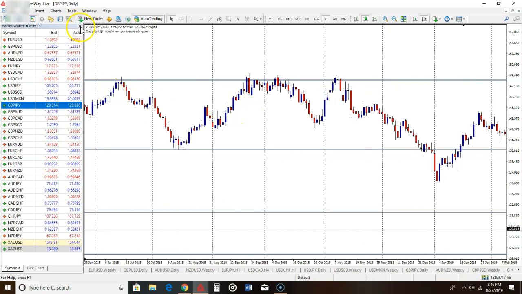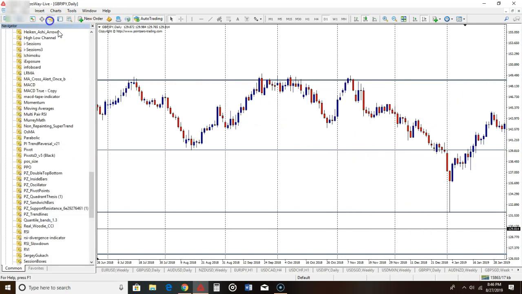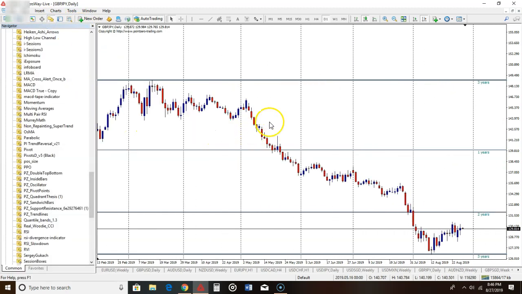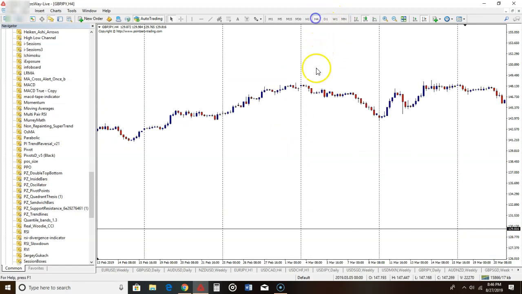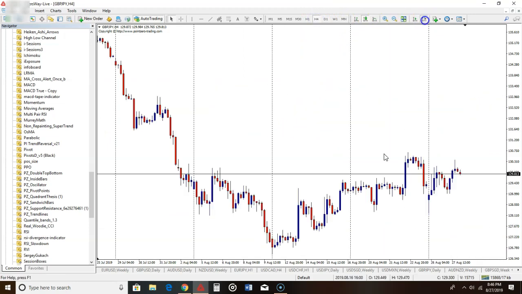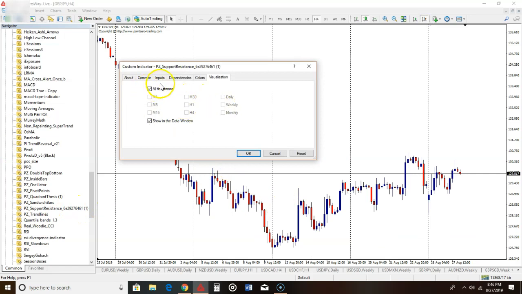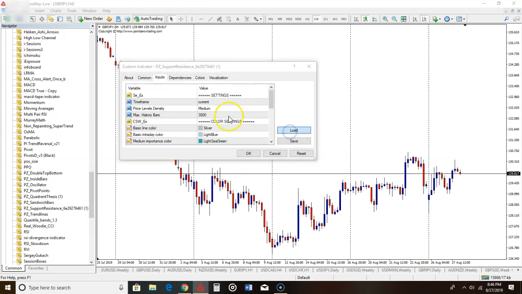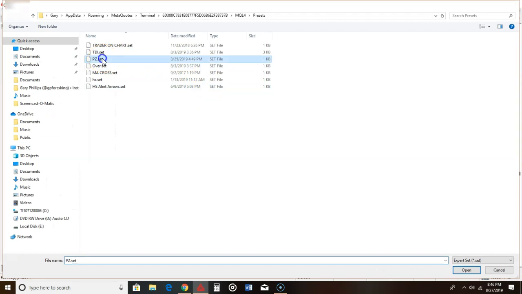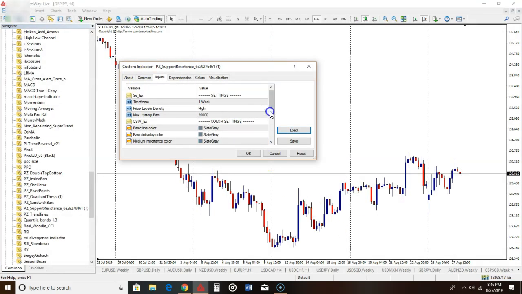Now, let's say for instance, I want to look at the same thing, but on the 4-hour time frame. Remember, you're only going to see these levels on the daily time frame. That's how we set it up. So I'll go to the 4-hour time frame, drag the indicator on the chart again, and put on the preset values that I've already set.